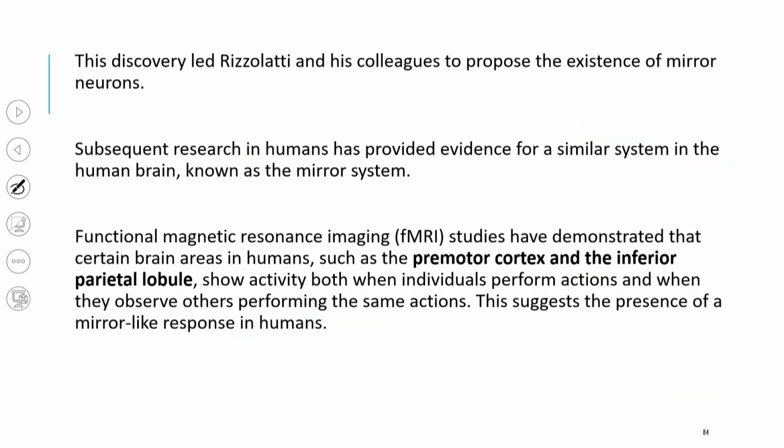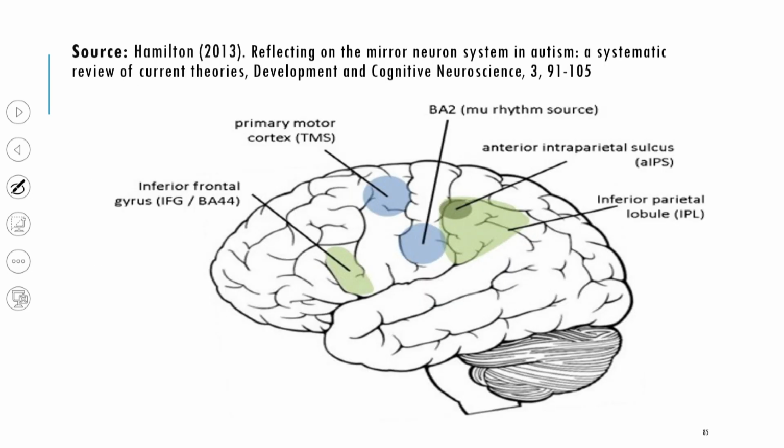This discovery led to the proposal of the existence of mirror neurons. Subsequent research in humans has also provided evidence of a similar system in the human brain. Typically, functional magnetic resonance imaging, fMRI, studies demonstrated that certain brain areas in humans, such as the premotor cortex and the inferior parietal lobule, show activity both when an individual performs an action and when they observe the same action. These are some of the areas where mirror neurons are generally present.